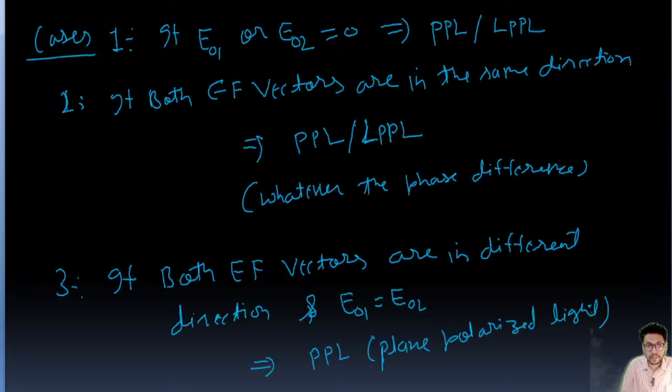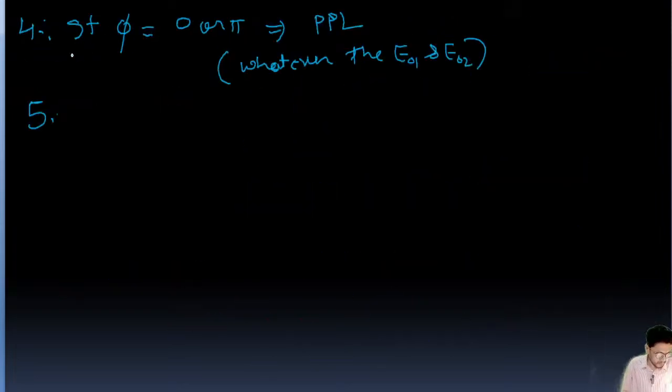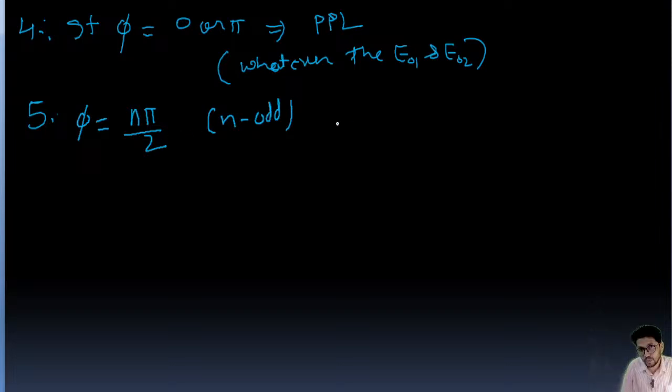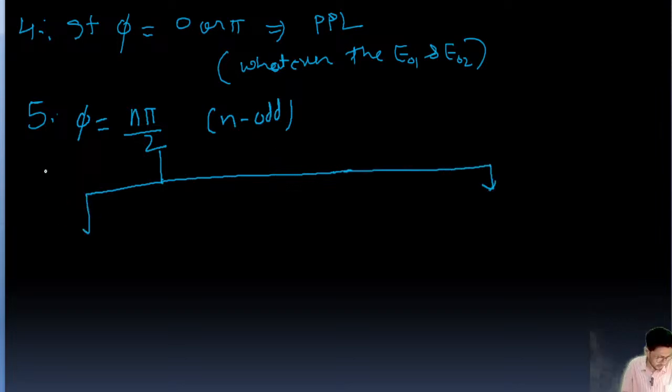Fifth is, if the value of phi is n pi by 2, and n is an odd number, meaning pi by 2, 3 pi by 2, 5 pi by 2, 7 pi by 2, then there are cases which I am going to discuss. If this is the phase difference, and E01 equals E02, then this is going to be circularly polarized, CPL.